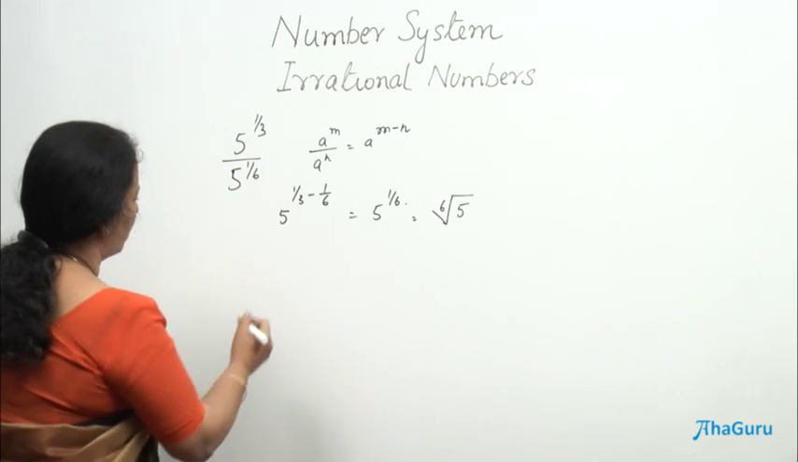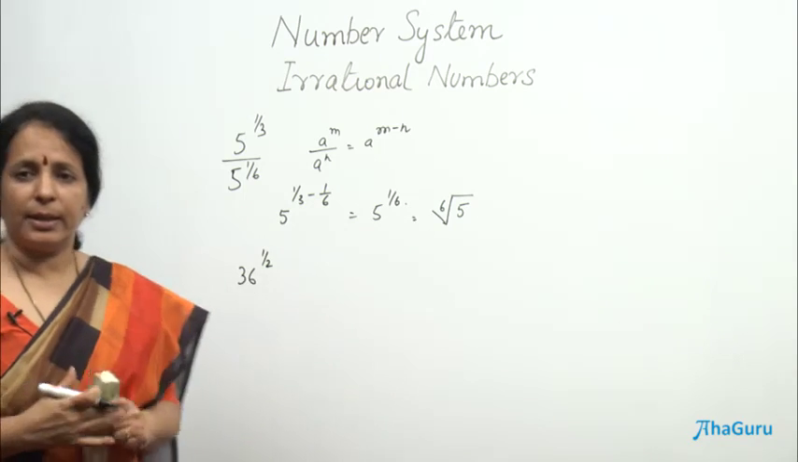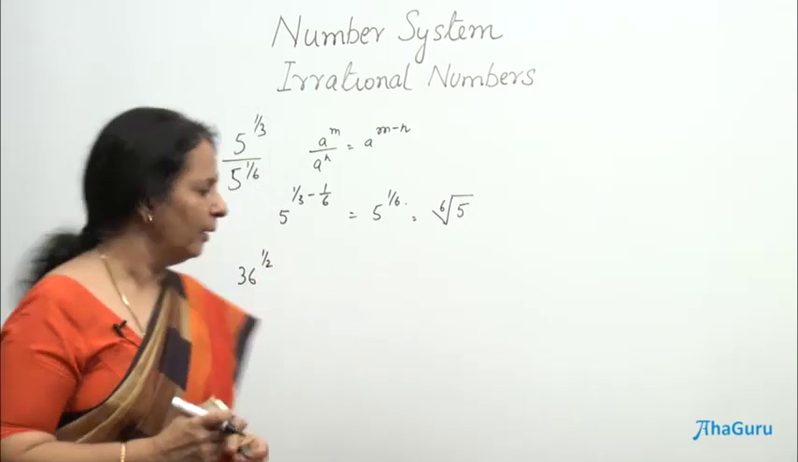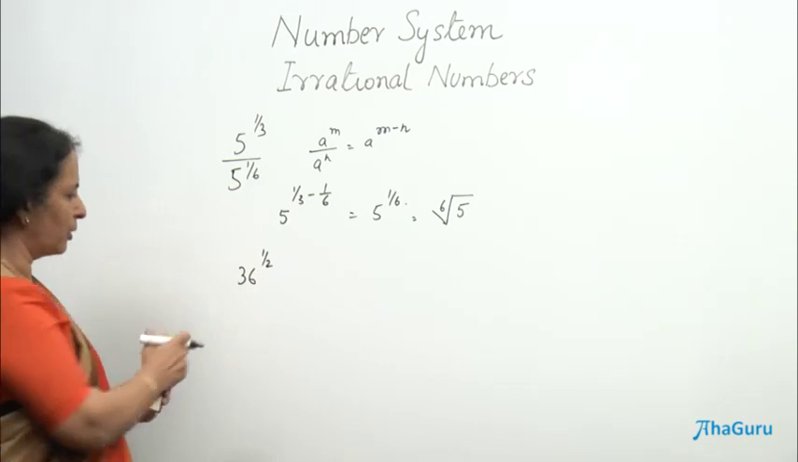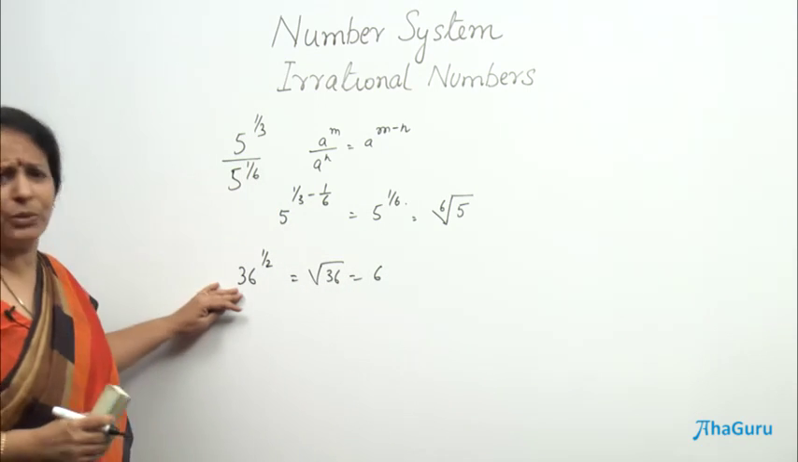Let us see one more problem. Say 36 to the power half. By this time you should be knowing that power half means square root. That is very clear. And if you know the square root of 36, you know very well. So, this is nothing but square root of 36, which is 6. That is very, very simple.